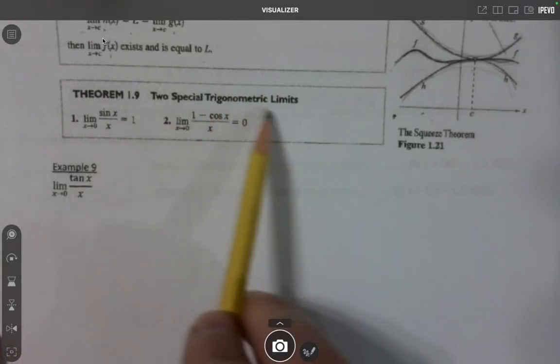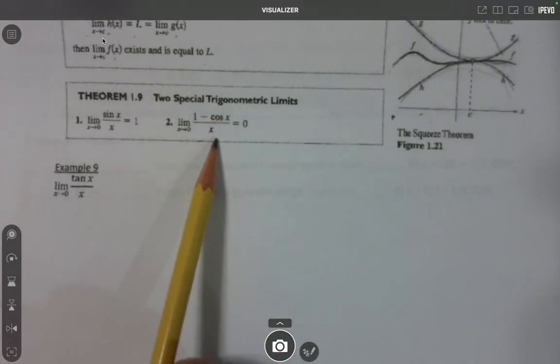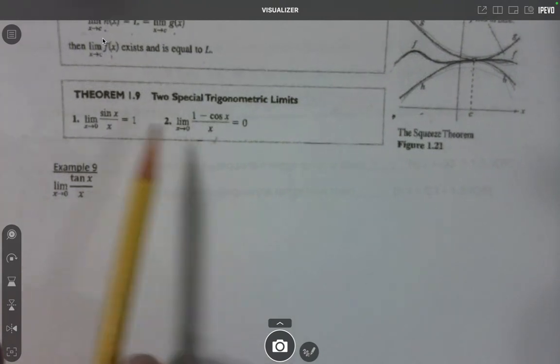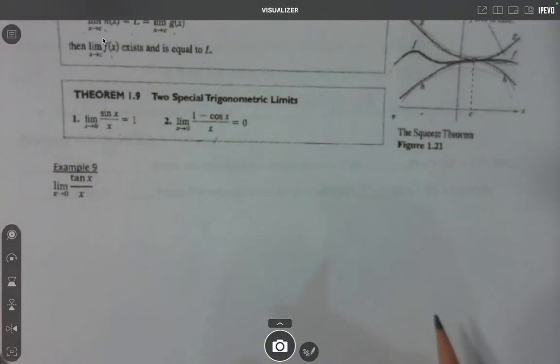So we've got these two special trig limits right now. I feel like we don't use this one as much. You'll maybe use it a tiny bit. It's usually this one. But they're not going to give you that limit, just sine x over x. You're going to have to work for it a little bit.